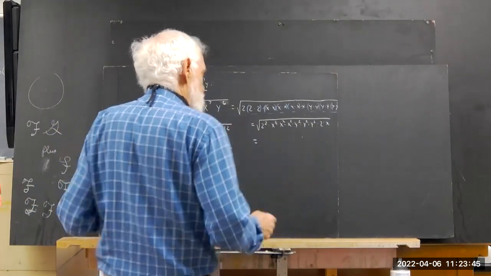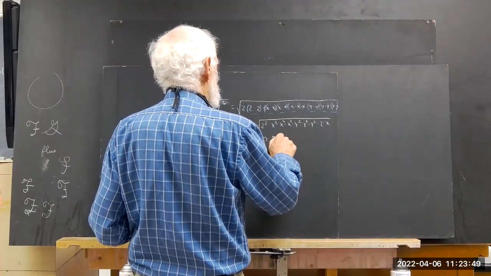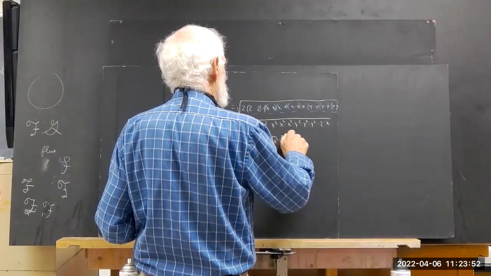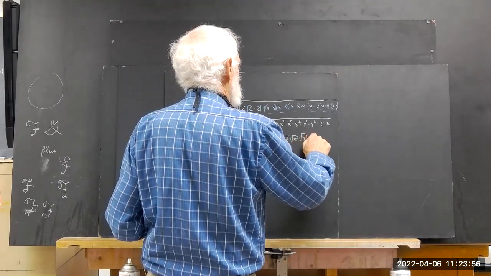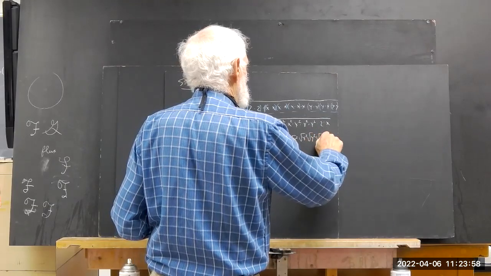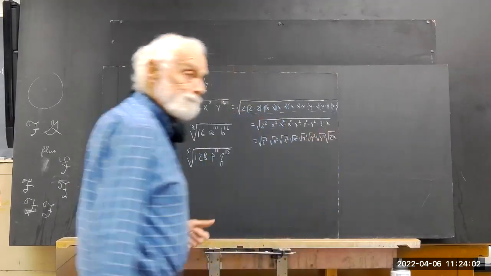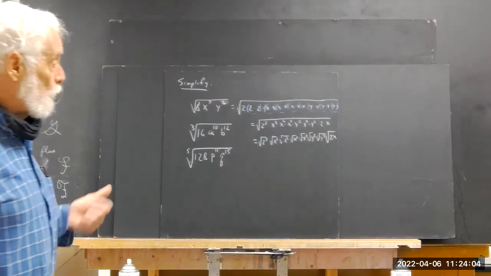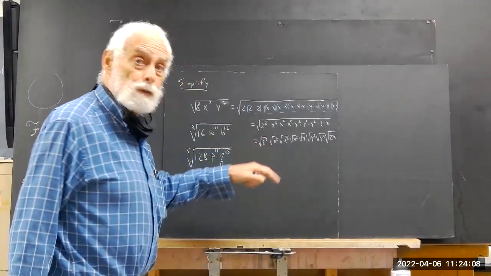And of course, that's the square root of 2 squared times the square root of x squared times the square root of x squared times the square root of x squared times the square root of y squared times the square root of y squared times the square root of y squared times the square root of 2x. Now, why did I do that? It's because the square root of 2 squared is 2.